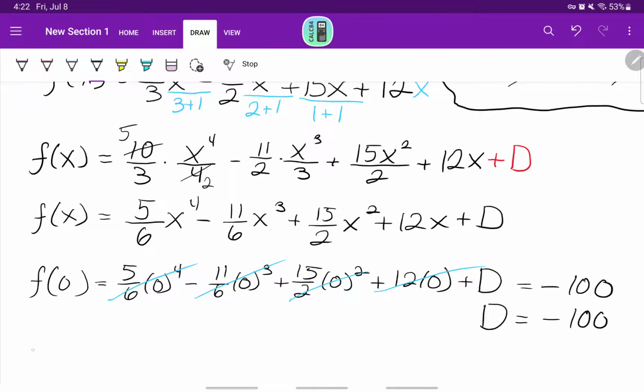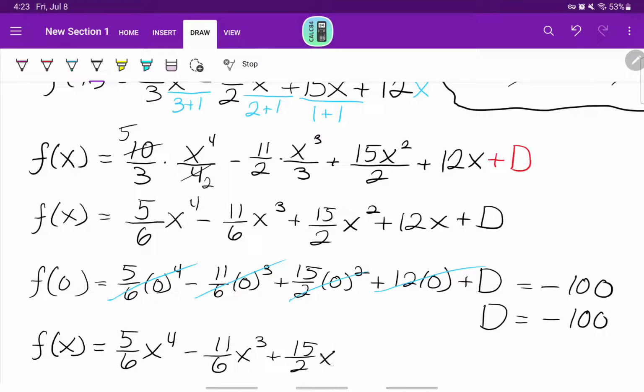So that means our final answer, f of x, is equal to 5 over 6 x to the 4th minus 11 over 6 x cubed plus 15 over 2 x squared plus 12x minus 100.